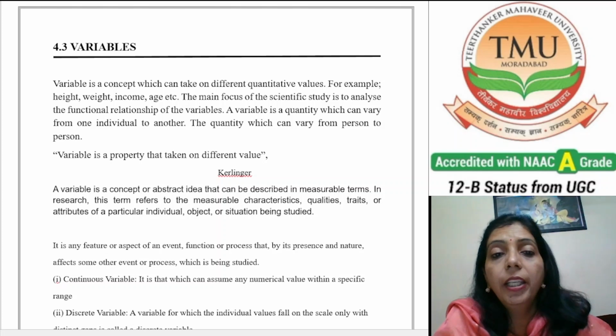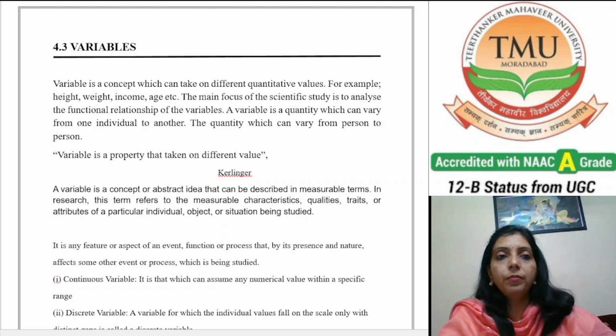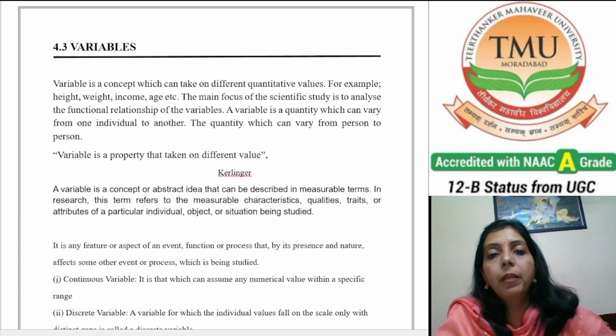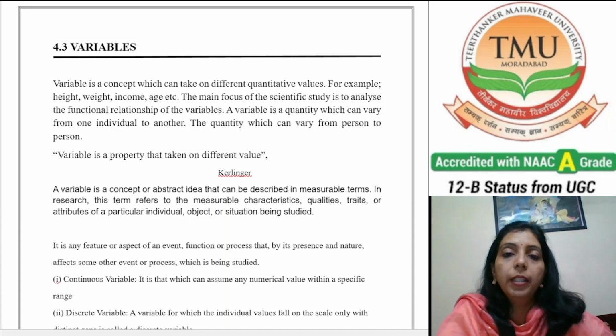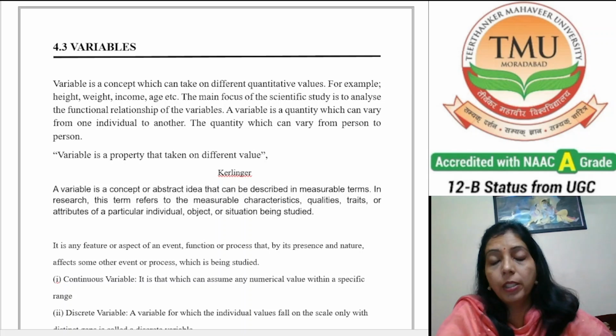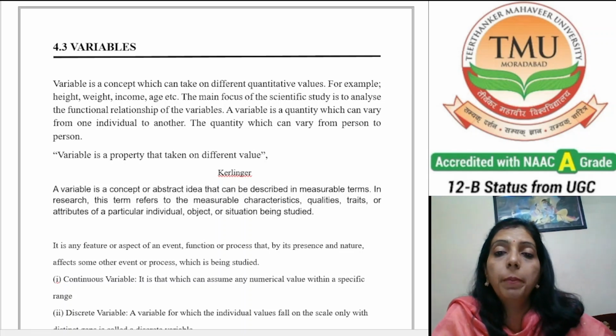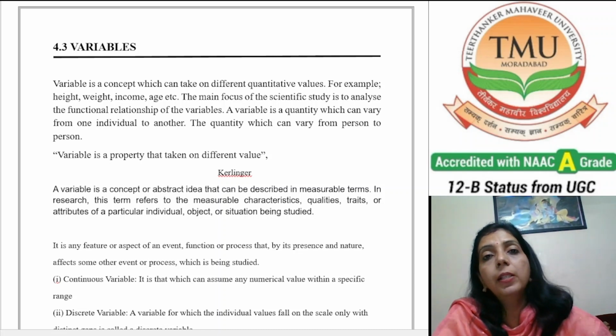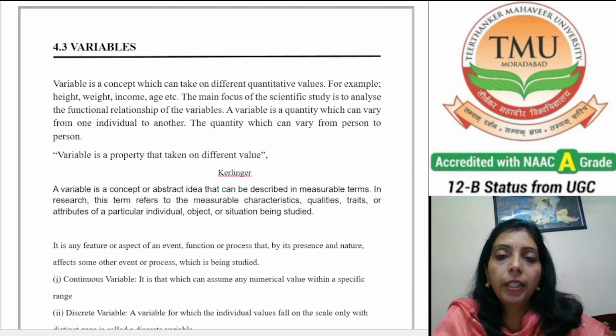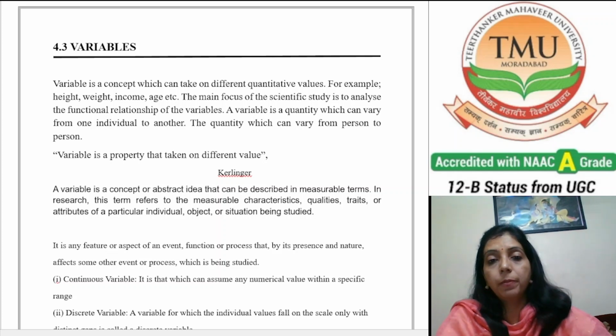Next is extraneous variable. Remember, independent variables that are not related to the purpose of the study but may affect the dependent variable are termed as extraneous variables.